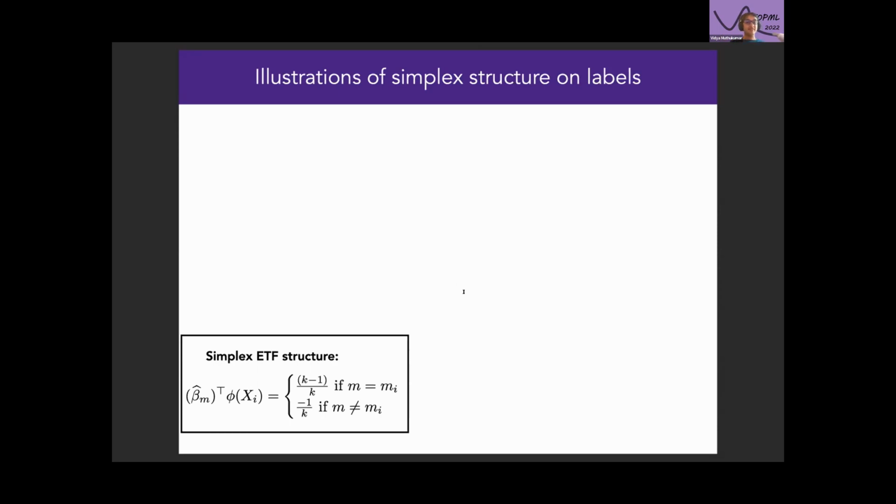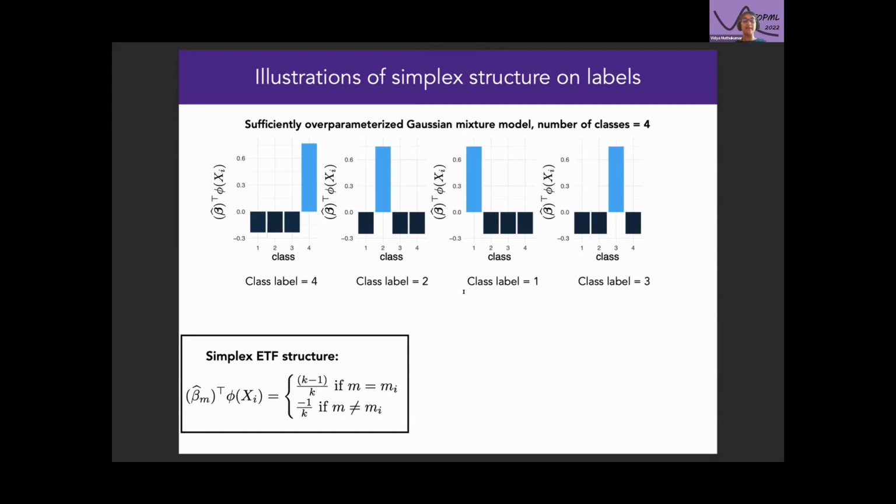pretty interesting. So just to illustrate that structure a little bit further, the figure here shows a sufficiently overparameterized Gaussian mixture model where the number of classes is equal to 4. And the figure shows the values of these predictions for the various classes. The x-axis denotes the different classes, and the y-axis represents the magnitude of the prediction. So for example, just looking at the first data point, the true class label was 4, and accordingly, the magnitude of the prediction on 4 is much larger than the others, but in this very specific way. The magnitude is equal to, in this case, 3/4, and the magnitude of the other points is simply minus 1/4. And you can see a very similar type of structure happening for the other data points that are labeled differently.